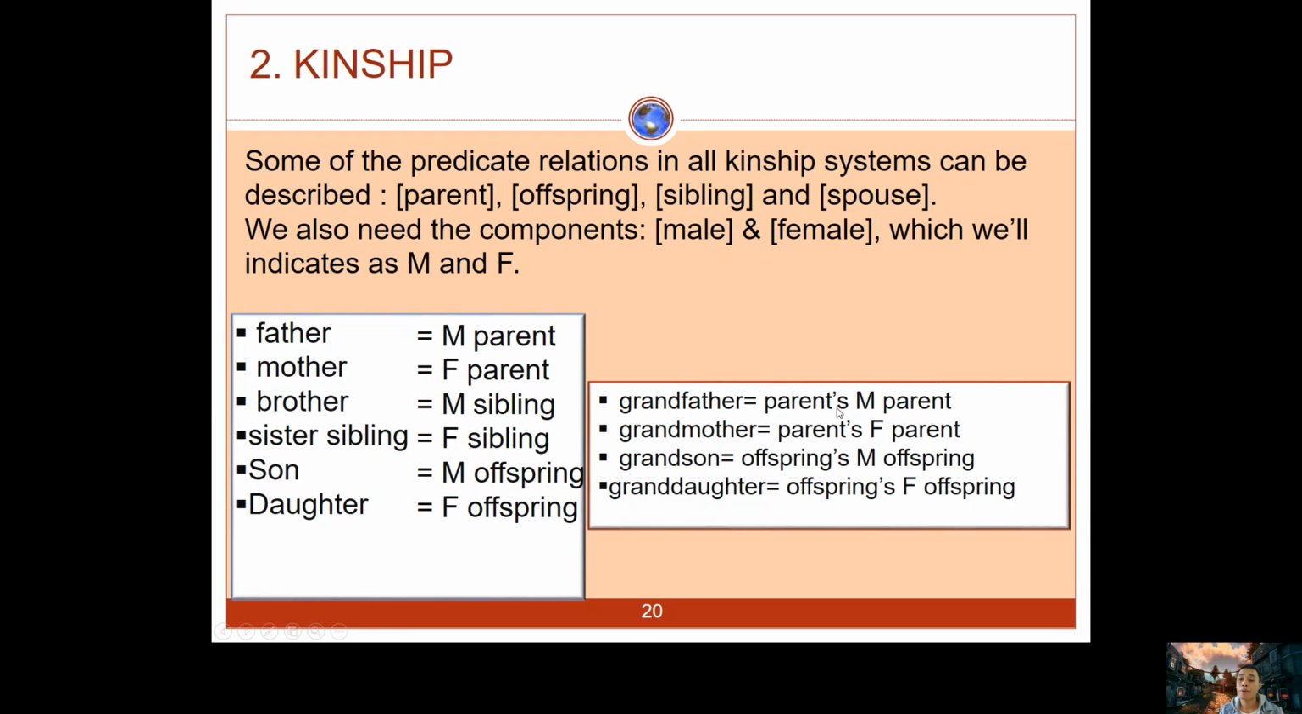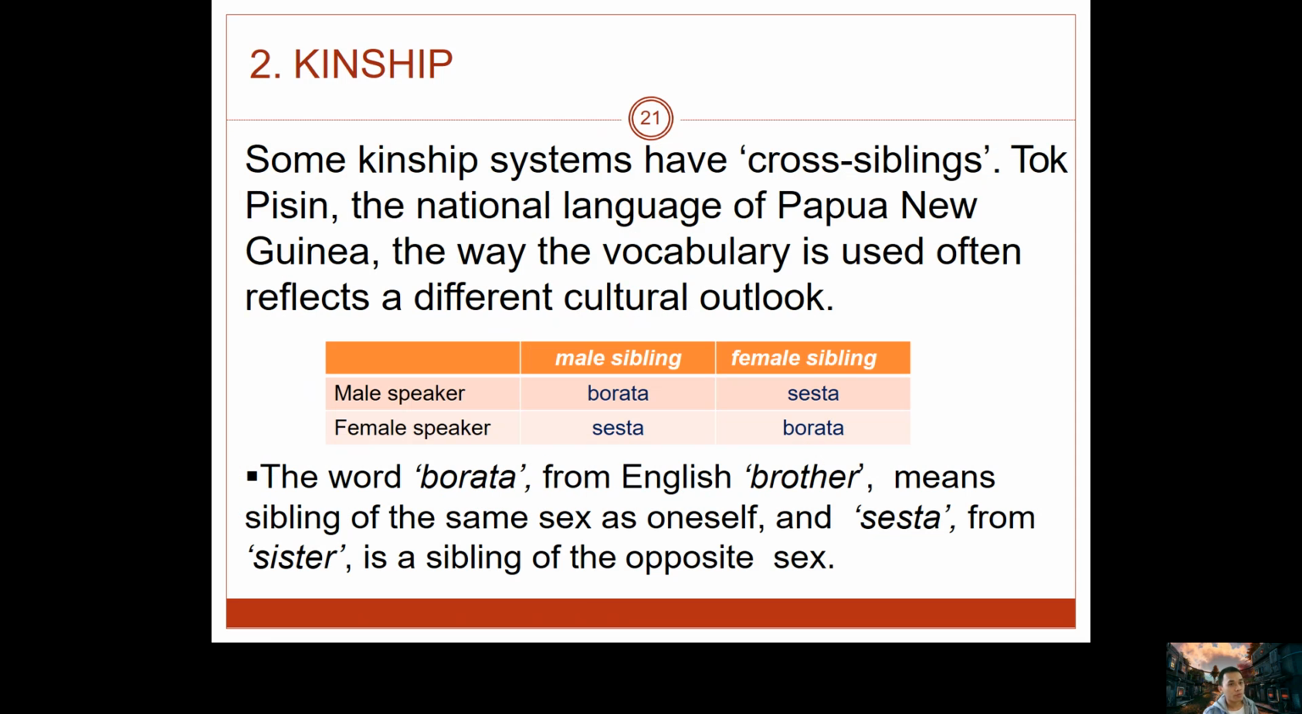Grandfather is the parent of a parent. Okay, so this is the kinship, where we move the predicate but the meaning is the same. Some kinship systems have cross siblings, like a male speaker's female sibling, etc., in Papua New Guinea.